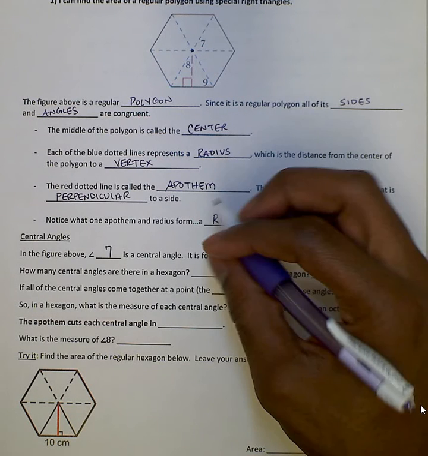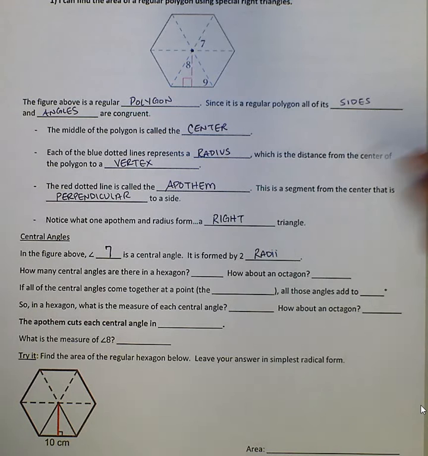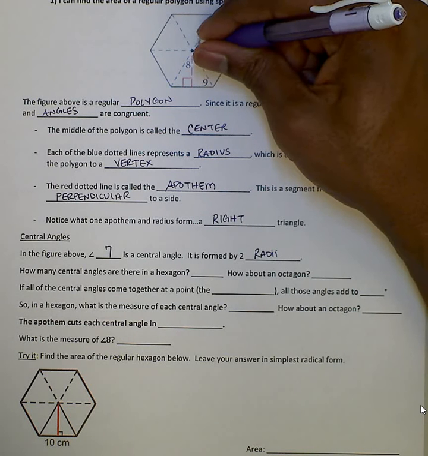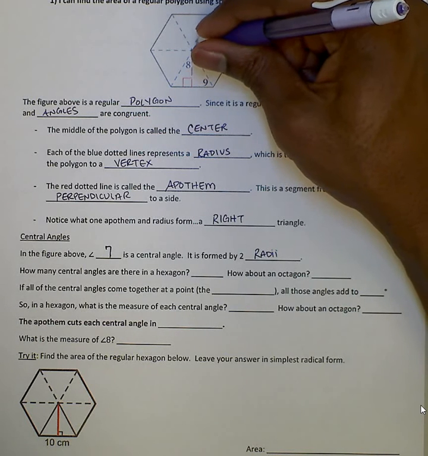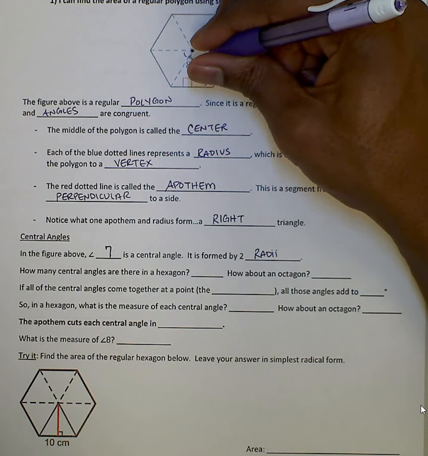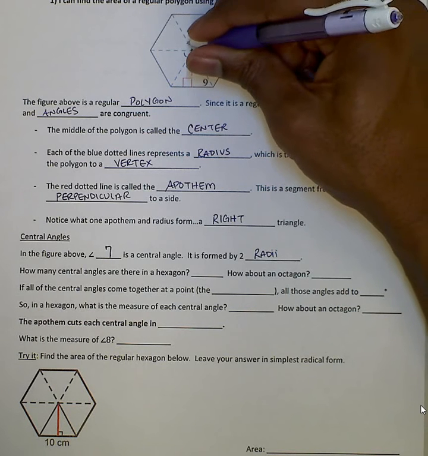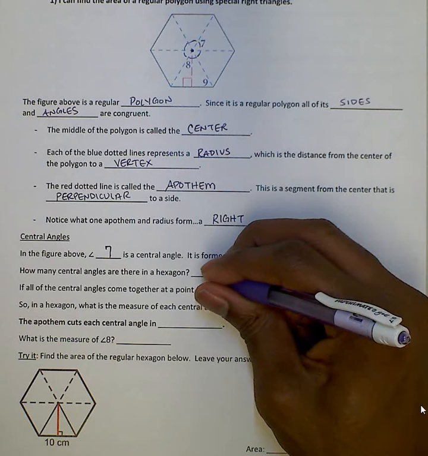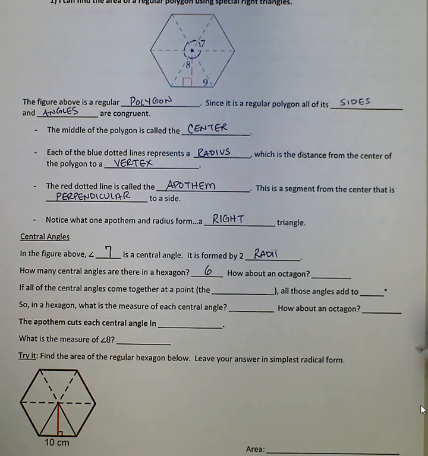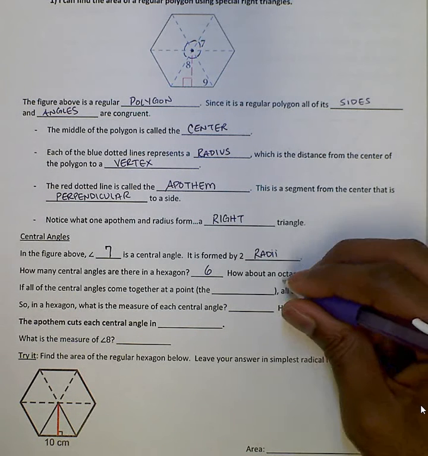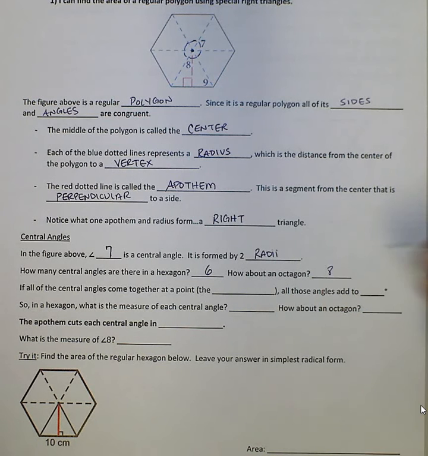How many central angles are there in a hexagon? There's 1, 2, 3, 4, 5, 6, which makes sense. A hexagon has 6 sides, so it has 6 central angles. How about an octagon? An octagon has 8 sides, so it will have 8 central angles.